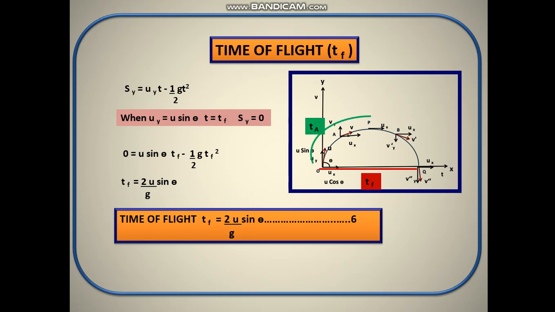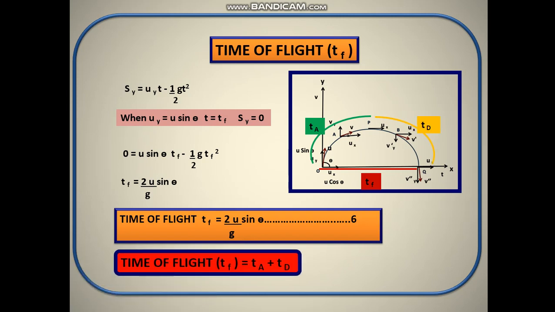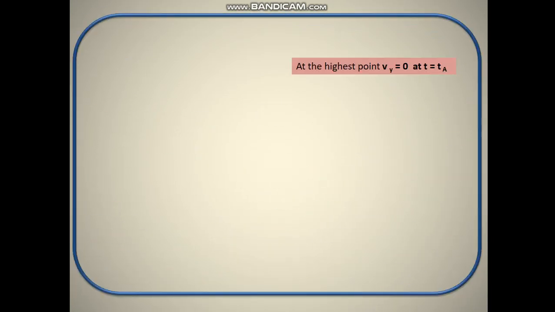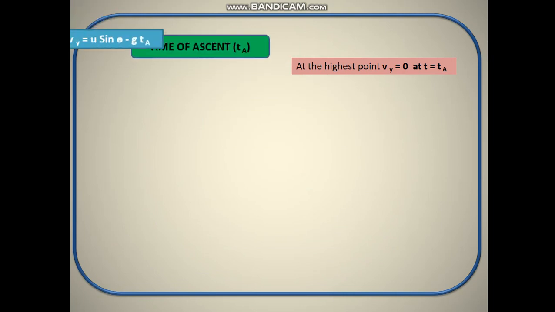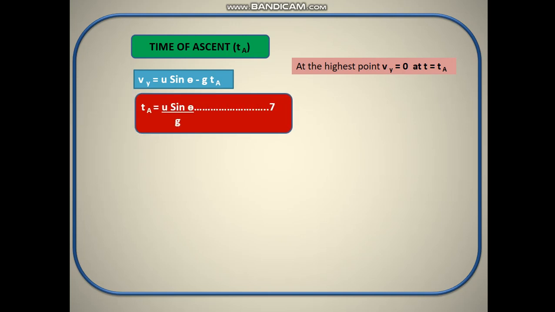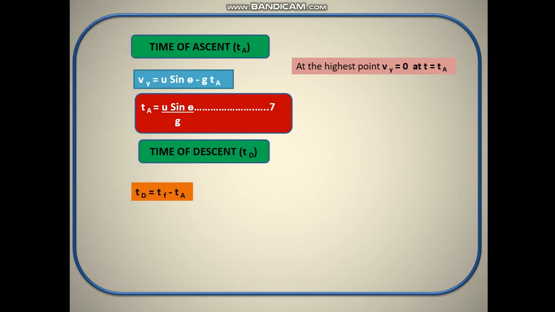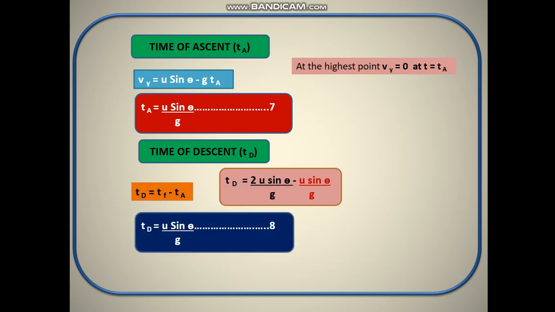Now if this is the time of ascent, this is the time of descent, then we can write the time of flight TF is equal to TA plus TD. Now let us find at the highest point, Vy is 0 at t is equal to TA. So the time of ascent can be written in terms of Vy is equal to u sine theta minus g TA. So TA is equal to u sine theta upon g. So time of descent can be found from TD is equal to TF minus TA. And lo and behold, TD is equal to 2u sine theta upon g minus u sine theta upon g, which gives you again u sine theta upon g.